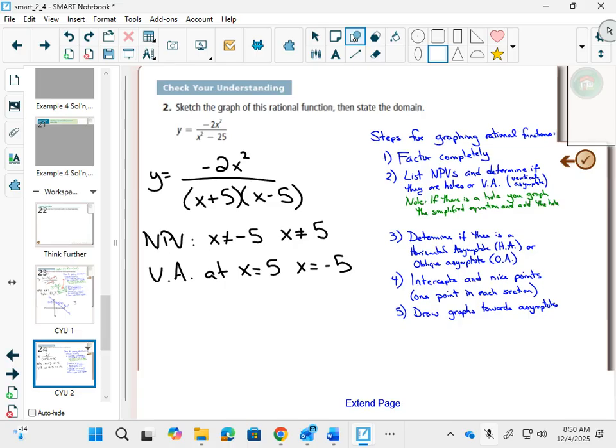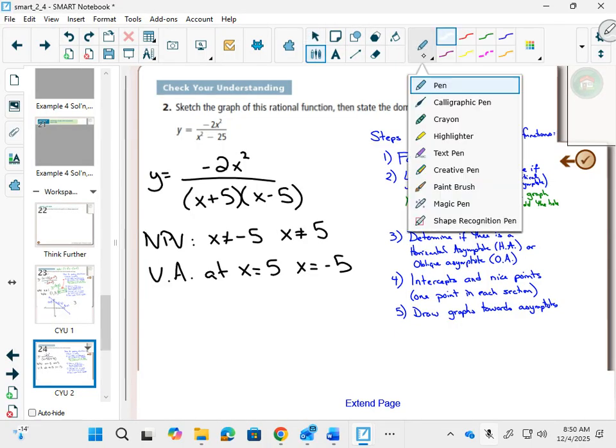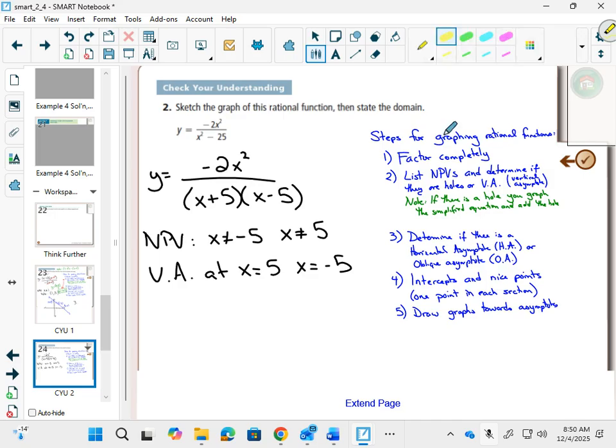Next, horizontal asymptotes and oblique asymptotes. Look at your original equation because nothing canceled out. Do you see that you have the same degree on the top and the bottom? A degree of 2 up here, a degree of 2 down there. And if we just look at the leading coefficients of that highest degree, that's going to tell us we have a horizontal asymptote at y equals -2.